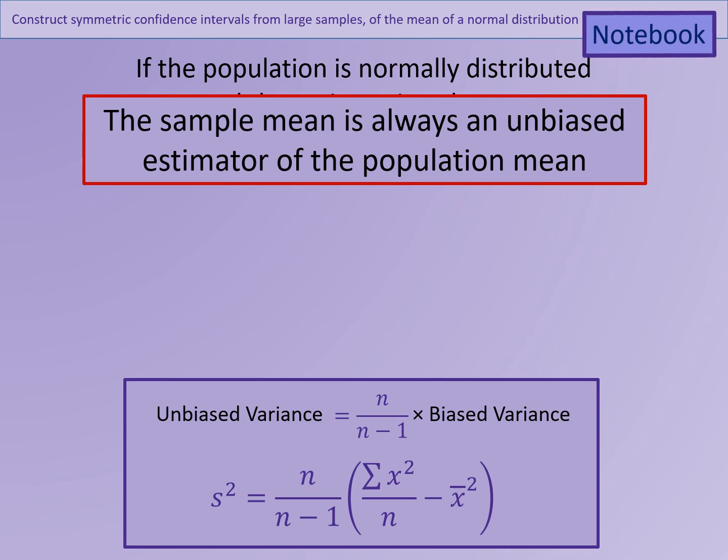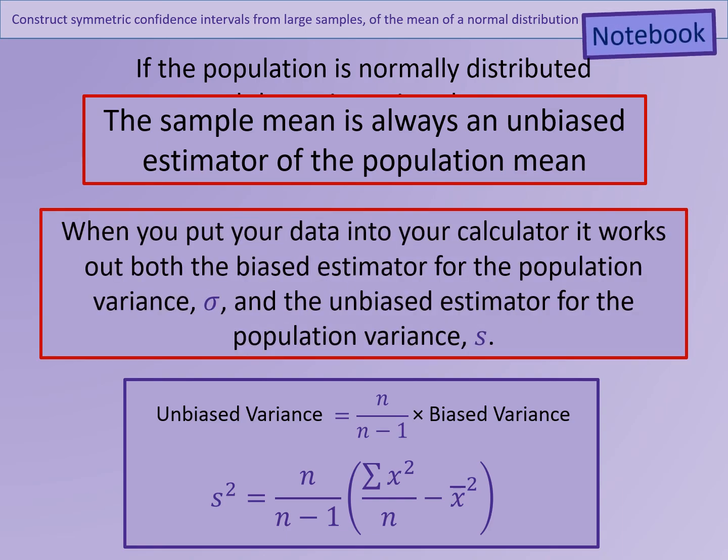The sample mean can just be used as an unbiased estimator for the population mean. We don't need to do anything to x bar in order to use it to estimate mu. When you put data into your calculator, it will give you both values. It will give you the variance using the sigma squared function, and the unbiased estimator using the s squared function.